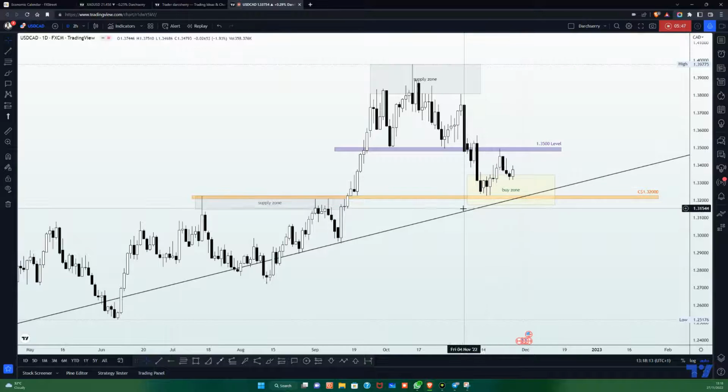Then the other scenario is a situation here if price breaks down the previous low here, an area which shares a confluence with the 1.32 level. Remember the very important key level there.